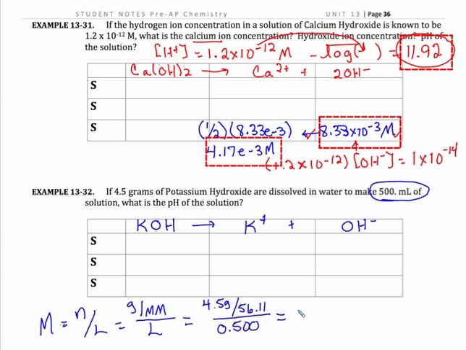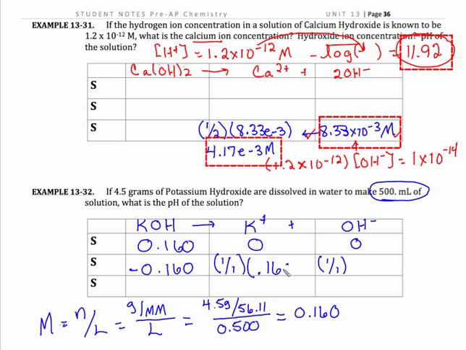So that's 0.500 liter. And I got 0.160 molar KOH. So that would go in here on my grid. Minus 0.160. Don't forget to multiply by your mole ratios, even if it's 1/1. I know it seems silly, but there are going to be times as we build on this knowledge where it's not 1/1, and you have to be prepared to do those.